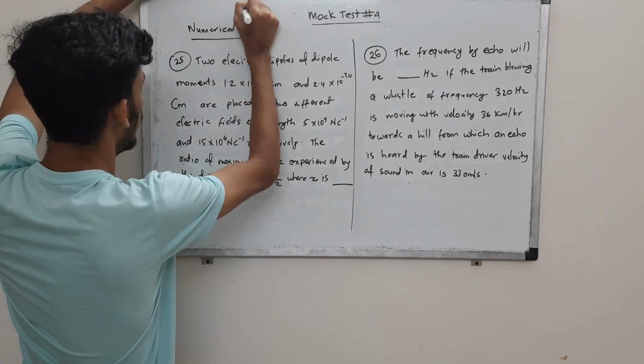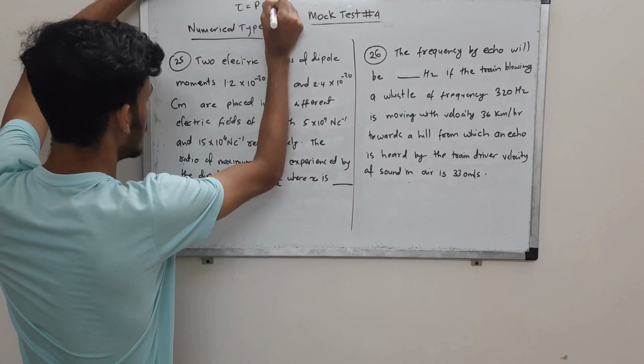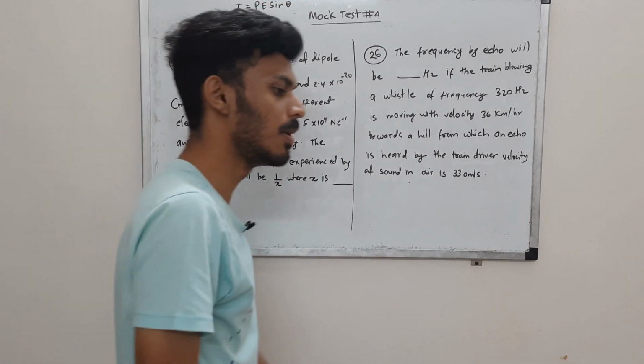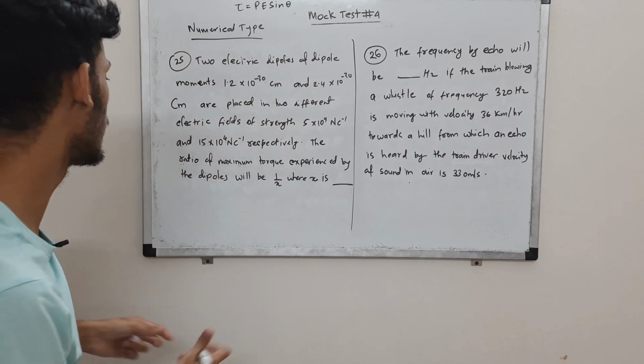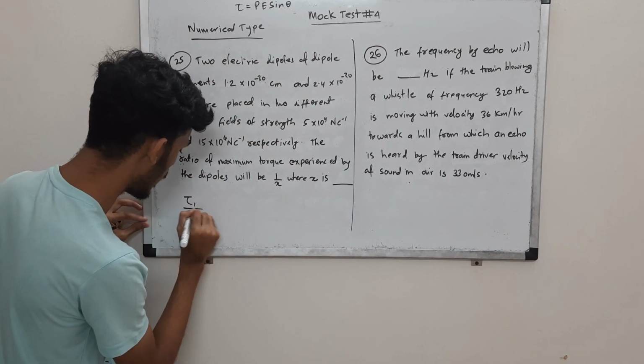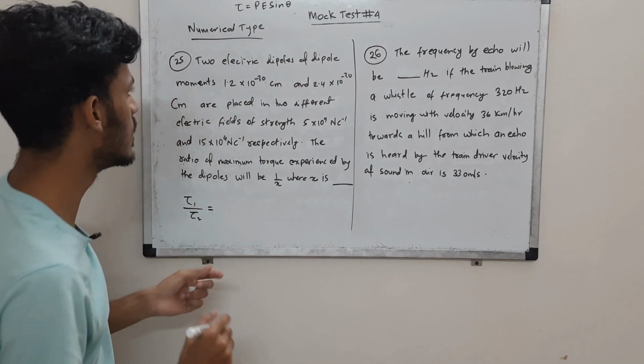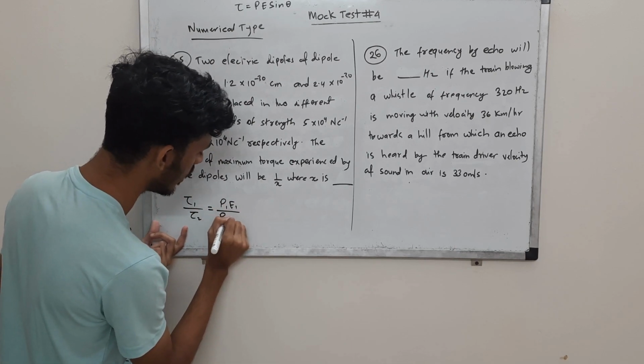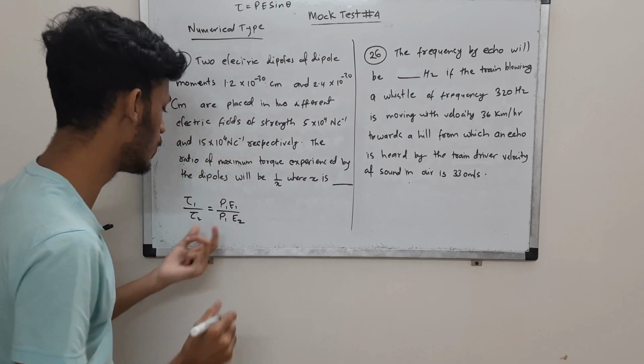Now the torque on an electric dipole is given as P E sin theta, right? P cross E. So the maximum torque will be when sin theta is 1, right? Sin takes values from 0 to 1. So maximum torque will be when sin theta is 1. So I can write the torque on the first one as P1E1, omitting sin theta because it is 1, and P2E2.